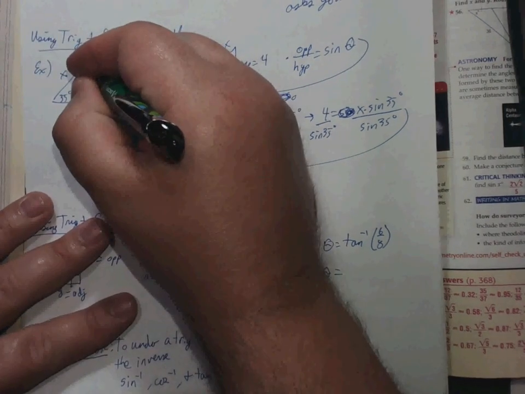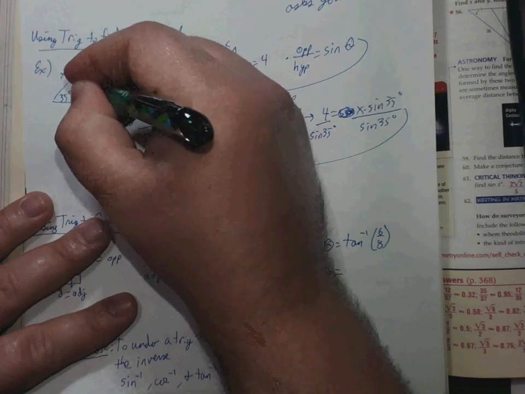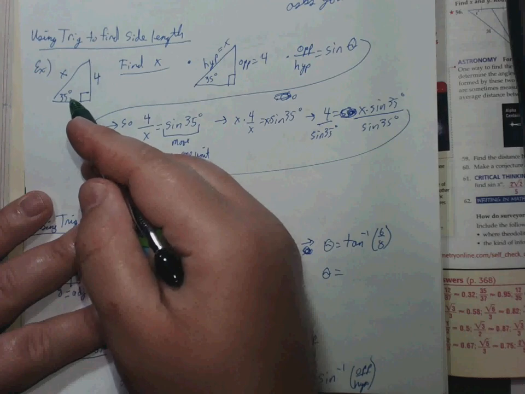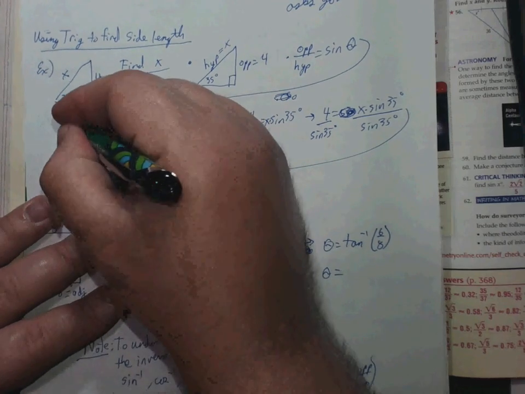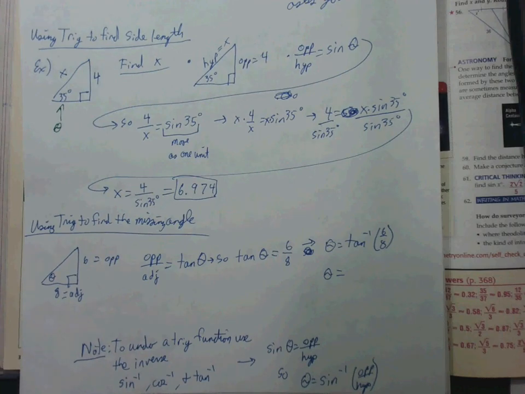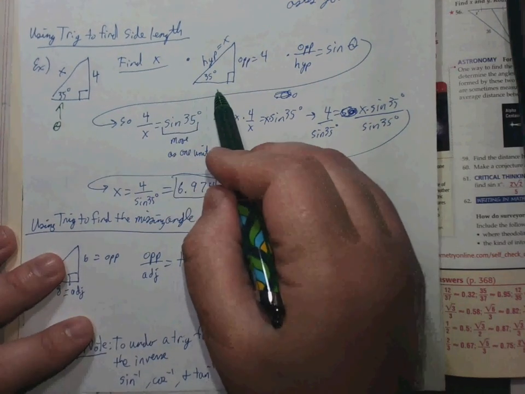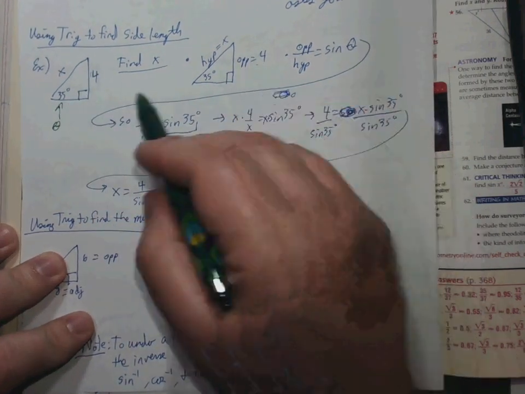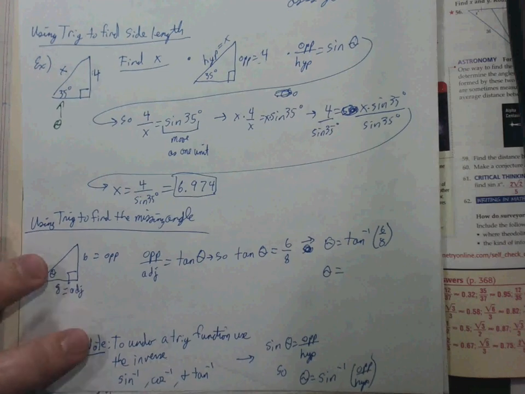Now, I know what this angle is because it has to all add up to 180. So I can figure that out if I want, but I don't need to. I can just use this angle. This is going to be my theta. That's the angle I'm going to be looking at. So what sides do I have? I don't know the bottom, but I do know 4 is opposite 35, and x is the hypotenuse.